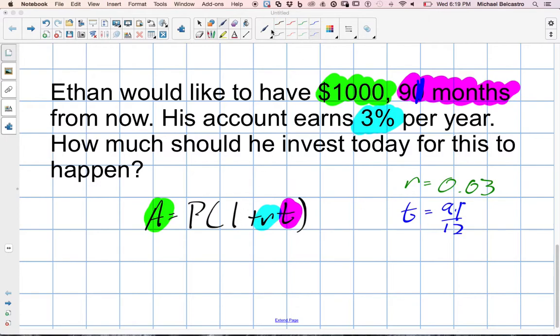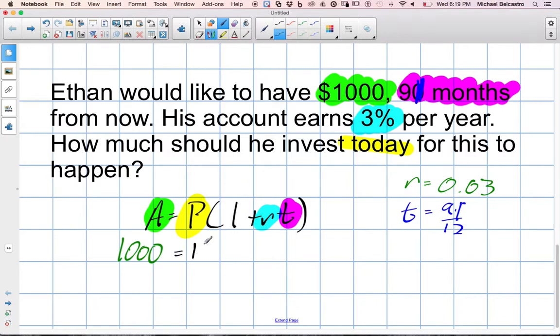So in this one, the only thing that's left that we don't know is the present value. They've asked us how much should he invest today for that to happen. So we have to isolate for P. So we don't need a different formula or anything. We just plug these values in, isolate for P. So 1,000 goes in for the amount is equal to P is unknown. 1 plus our R here is 0.03 times 91 over 12.